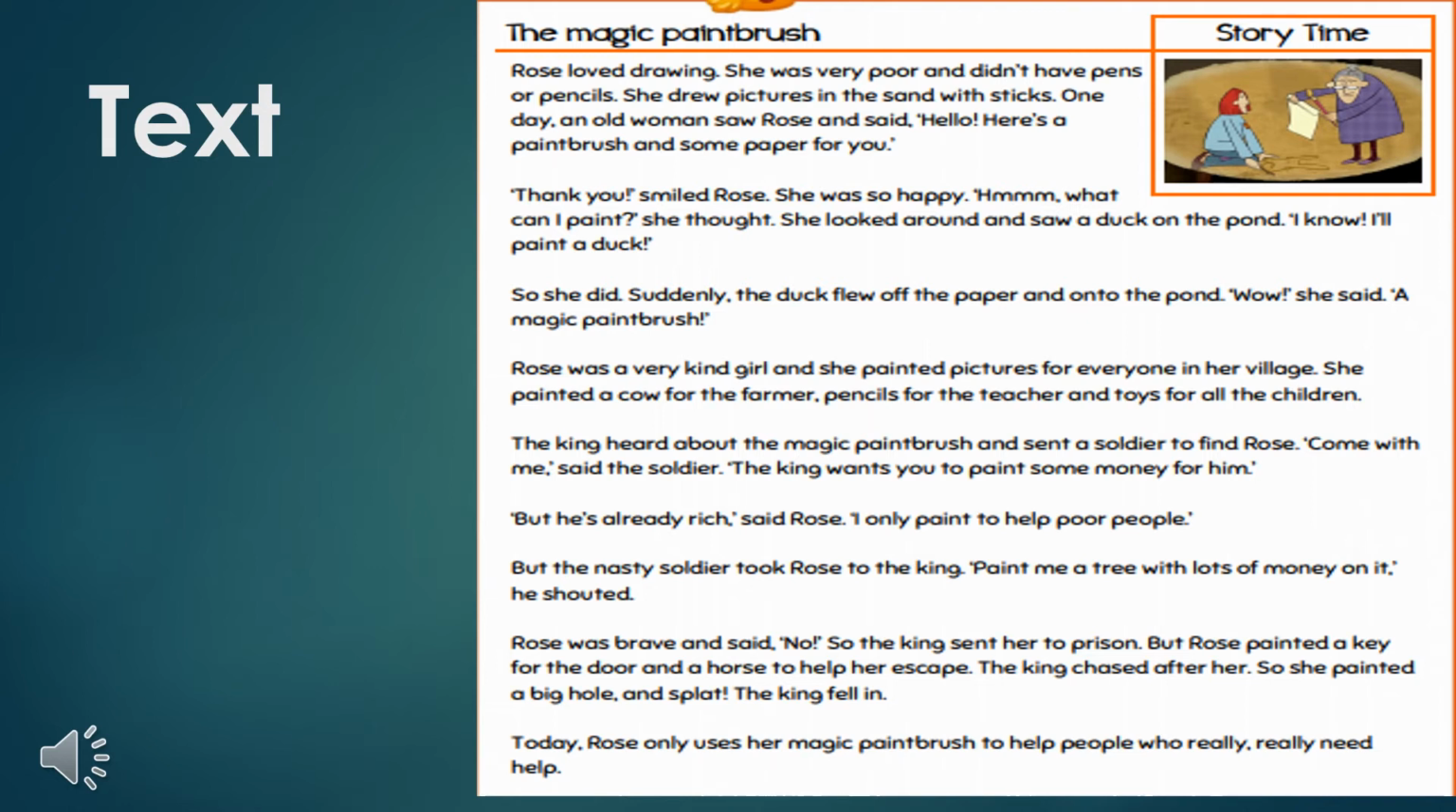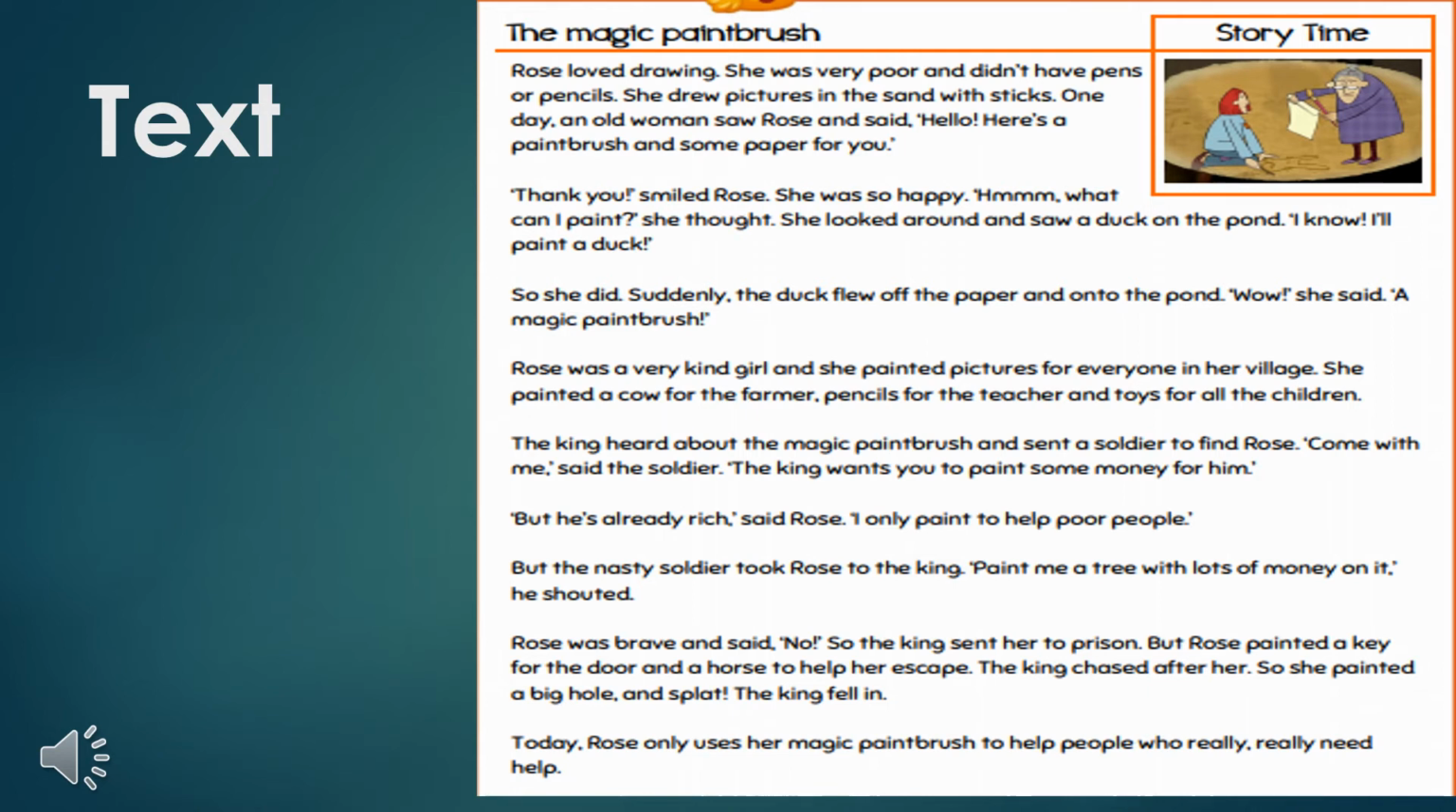The king heard about the magic paintbrush and sent a soldier to find Rose. "Come with me," said the soldier. "The king wants you to paint some money for him." "But he's already rich," said Rose. "I only paint to help poor people." But the nasty soldier took Rose to the king. "Paint me a tree with lots of money on it," he shouted. Rose was brave and said no.